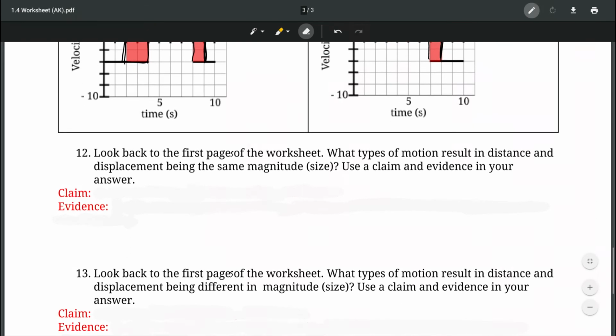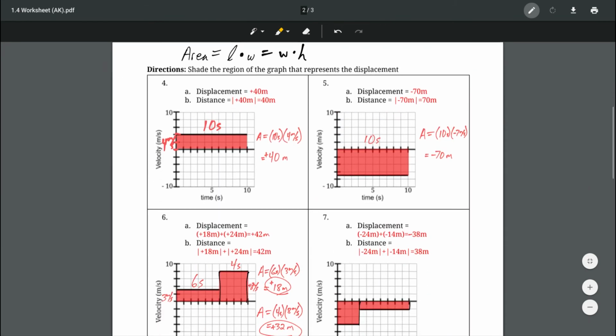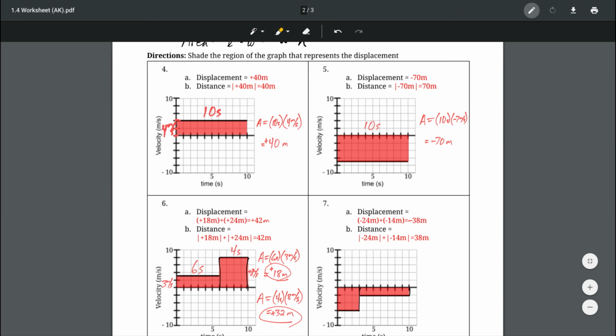And the last two questions ask, looking back at these velocity-time graphs, what type of motion results in the distance and the displacement being the same magnitude, or the same size? And so as we look at this page, all of these 4 problems have the same sized displacement and distance. So we look at like +40 meters and 40 meters are the same size number, just like -70 meters and 70 meters. Even though one has a direction to the left and one doesn't have a direction, they're still the same size. And so all 4 of these problems have the same size displacement and distance, and that's because the object always has the same direction of motion.